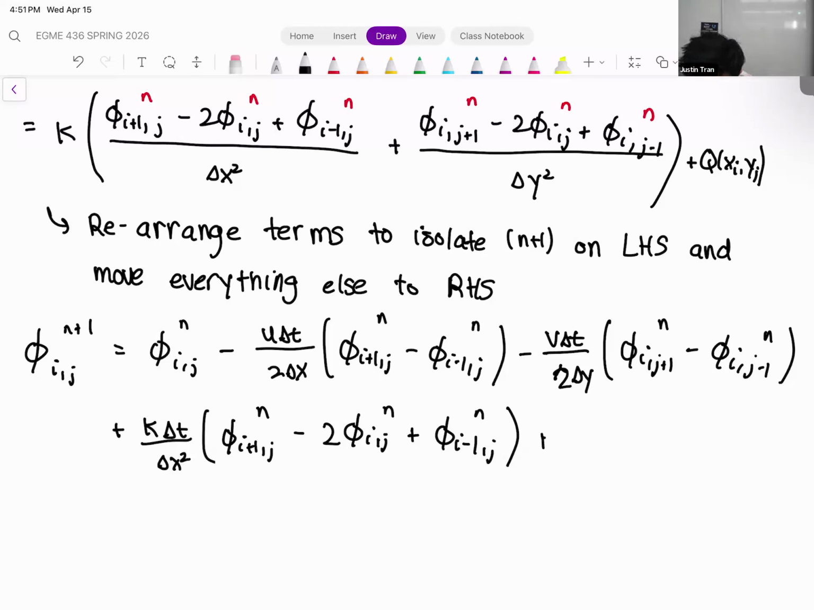Right, so then we have the y diffusion term. So this can be a plus k delta t divided by delta y squared.